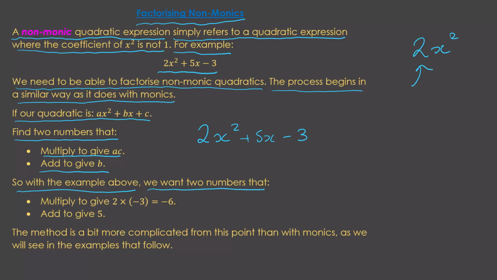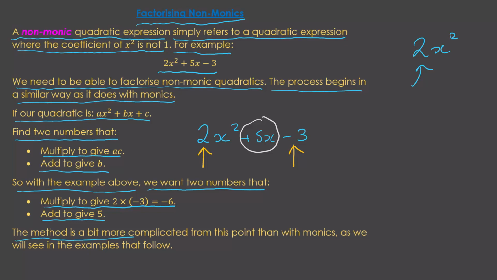two numbers that multiply to give 2 times negative 3, which is negative 6. So what we're doing is we're multiplying the coefficient of x squared by the constant term. And then we want them to add to give 5. So add to give the coefficient of x.